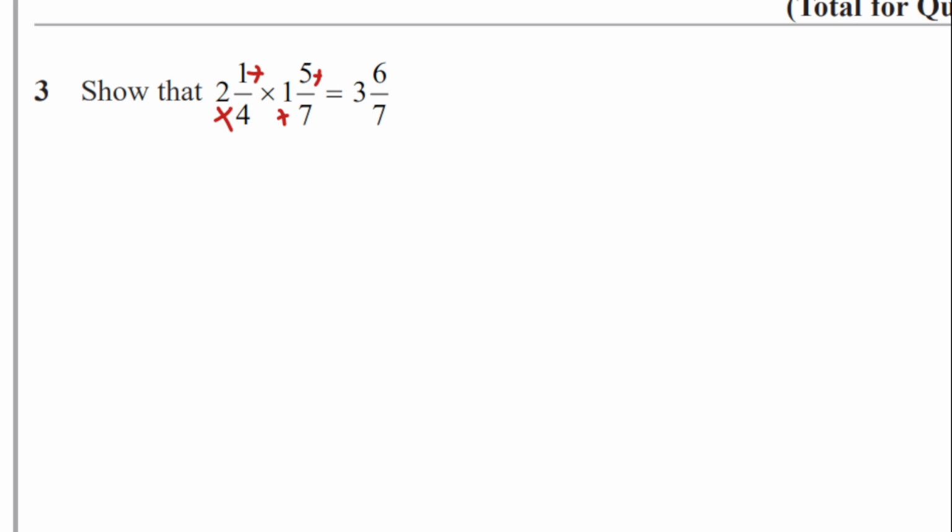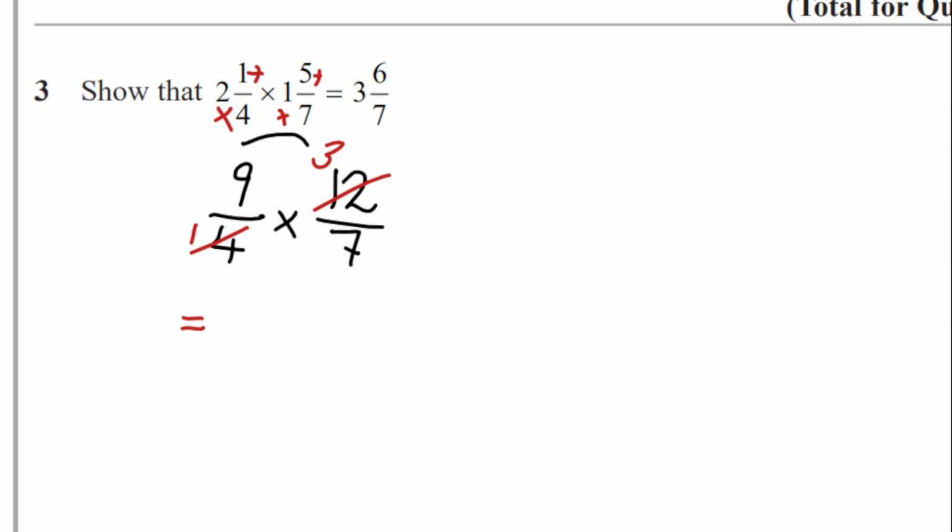Now what's 2 times 4? It's 8 plus 1 is 9, so it's 9/4 times 1 times 7 is 7 plus 5 is 12/7. We don't change the denominator, always keep the same denominator. And now that equals, we can divide 4 by 4, it's 1, 12 by 4 is 3, and then multiply.